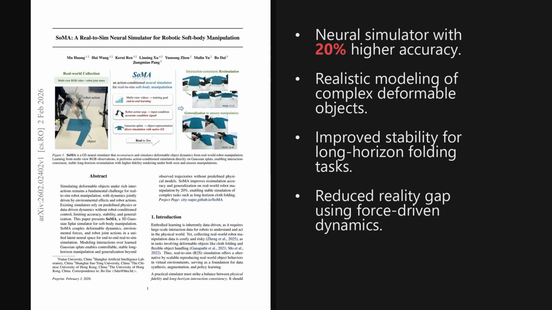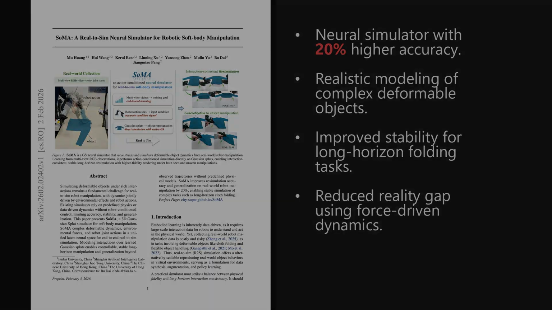I'm Alex. Today we're looking at a paper from the Hugging Face trending list, published on February 2nd, 2026, just 3 days ago. It introduces a new neural simulator that uses 3D Gaussian splatting to model deformable objects, boosting resimulation accuracy and generalization on real-world robot tasks by 20%. The paper is titled SoMA, a real-to-sim neural simulator for robotic soft body manipulation. And, as we'll see shortly, the results on complex tasks like long horizon cloth folding are particularly impressive.